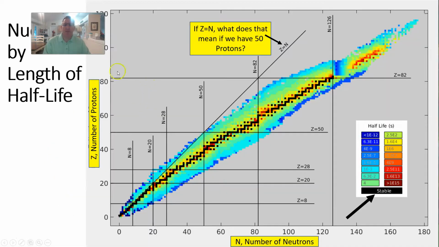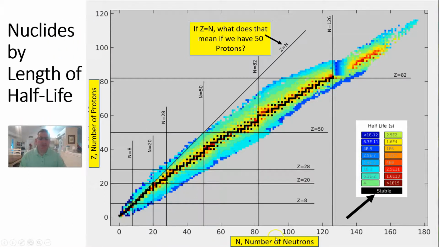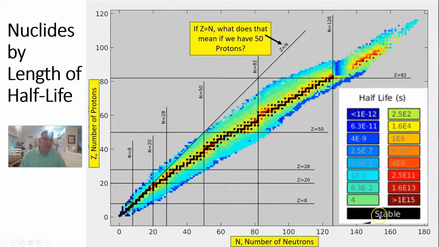And so we can see that with this slide here. Once again, we still have our number of protons and our number of neutrons in their respective spots. Here in the black, I want you to take note of that. In the black, those are the stable atoms, or the stable isotopes. Once again, here's our 45-degree angle where Z equals N. And we see the band rolling so that we need more neutrons in comparison to protons. But notice how the stable isotopes are mostly in the center of this band.